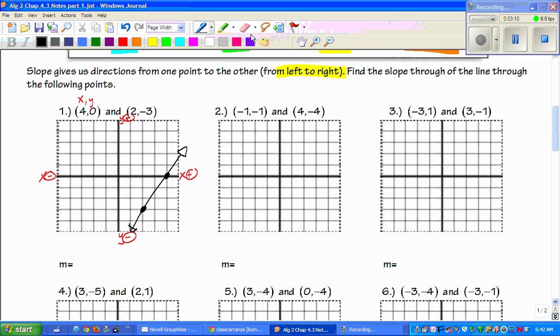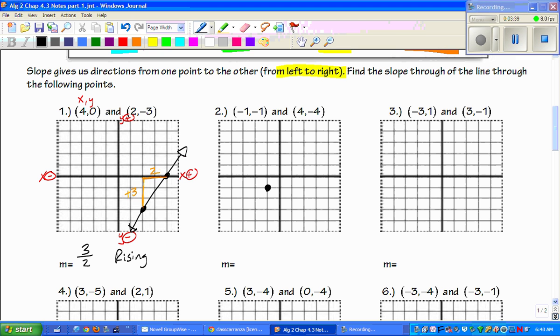Now to find the slope, all we do is we start with our point on the left. How many up are we going? We're going up 3 and to the right 2. So it means our slope is 3 over 2 and it is rising because it's going from left to right, it's going up. Let's look at the next one, negative 1, negative 1.